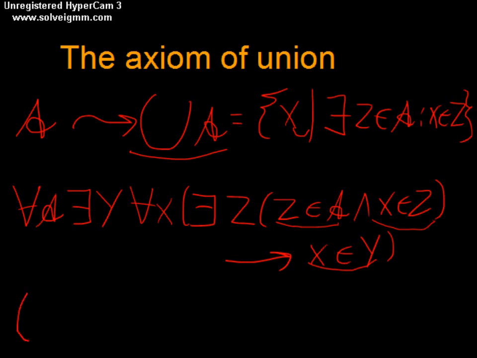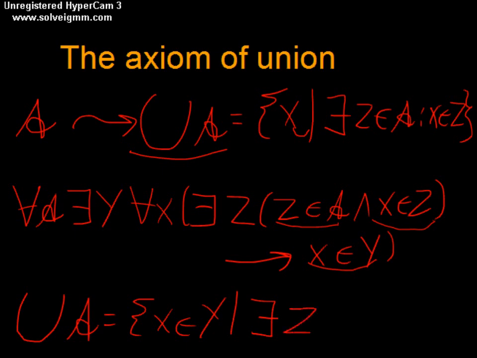So we define the union as all elements X in Y such that there exists a Z in A so that X is an element of Z. So we have exactly the same definition as before. The only difference is that the axiom of union now provides some sets Y that can be used as supersets of the union. So a set which contains the union.